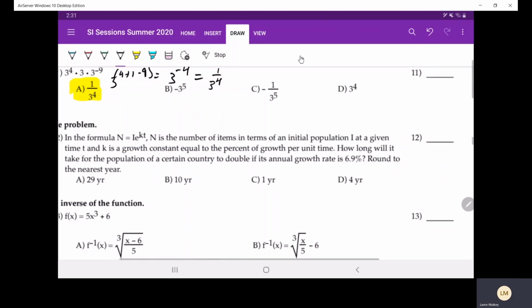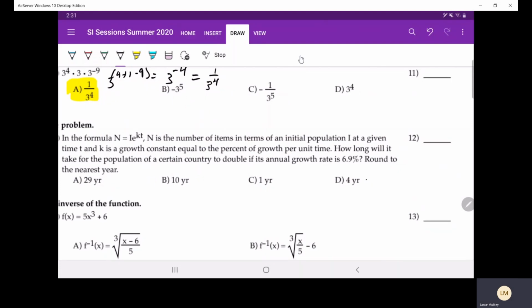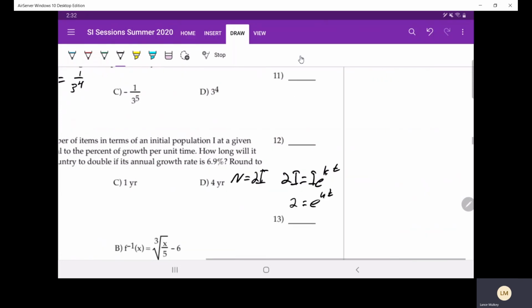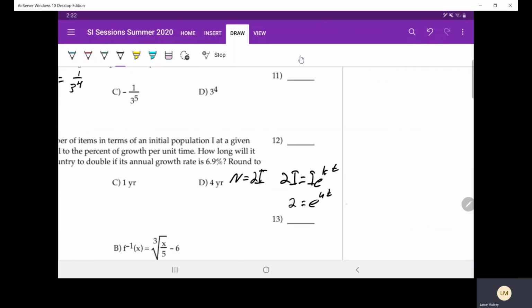Okay, so you have I, n equals 2I. So 2I equals I e to the k t. So 2 equals e to the k t. And we have k, so 2 equals e to the 0.069 t. Natural log of 2 equals 0.0.